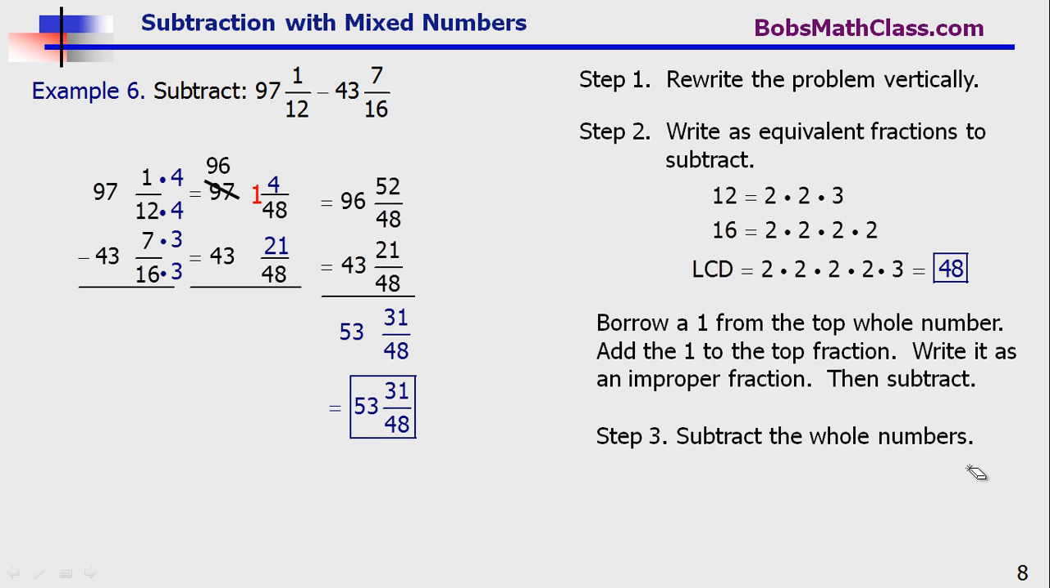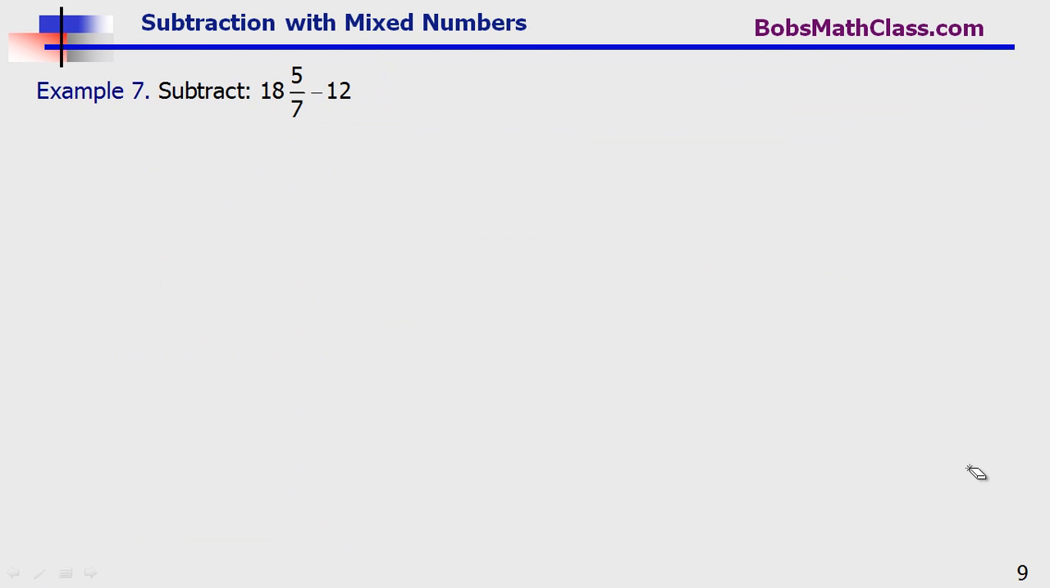Okay, 2 more problems to go. These last 2 aren't that bad actually. They're real short, so don't worry. 18 and 5/7 minus 12.